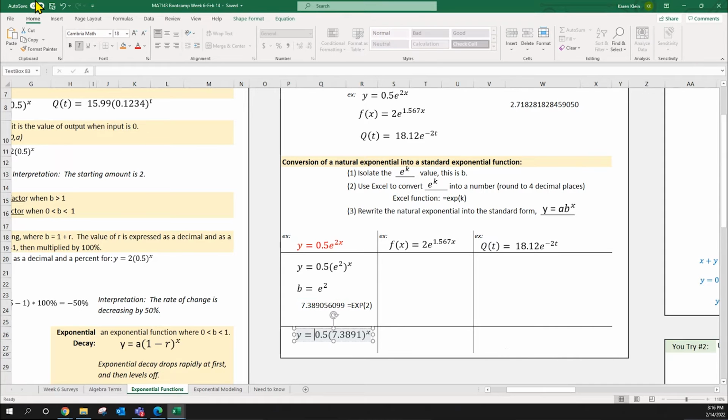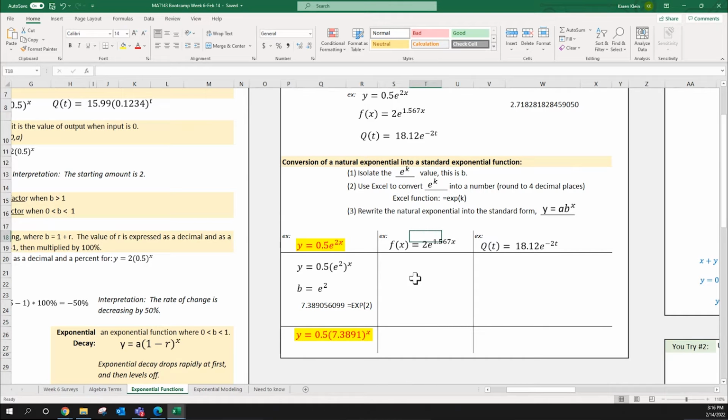So now I can rewrite this equation as 0.5 times 7.3891, I'm carrying it to 4 digits, raised to the power x. So the equation I started with is equivalent to the equation that I've ended with. But you'll notice that they're written in 2 different forms. This is written in that natural exponent form, and this is written in the standard exponential form.